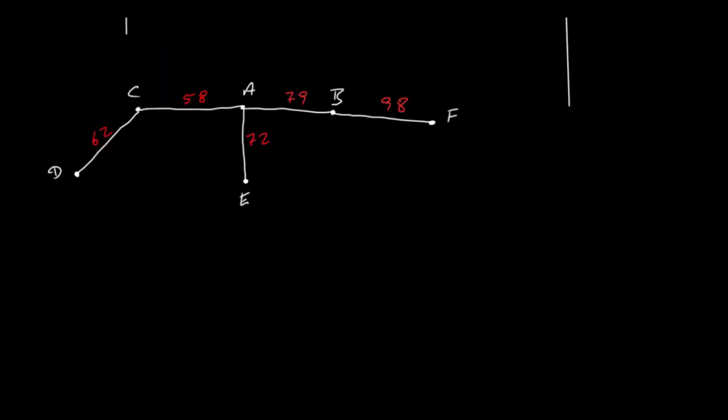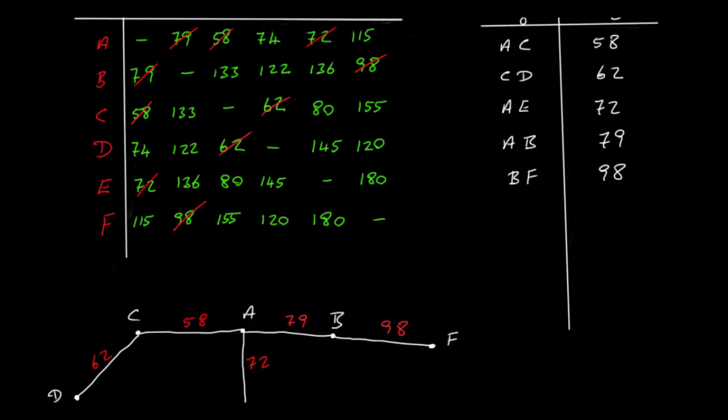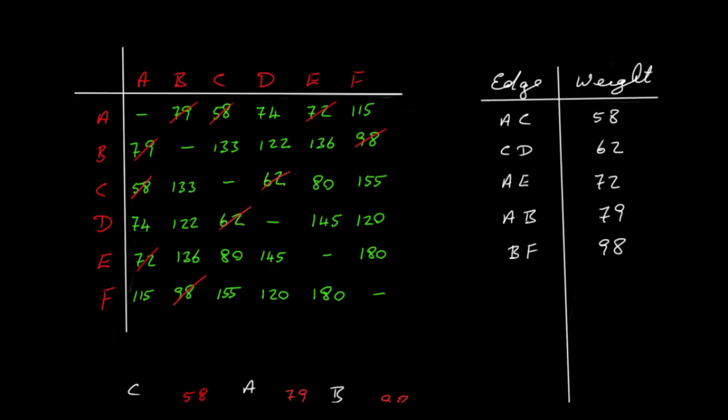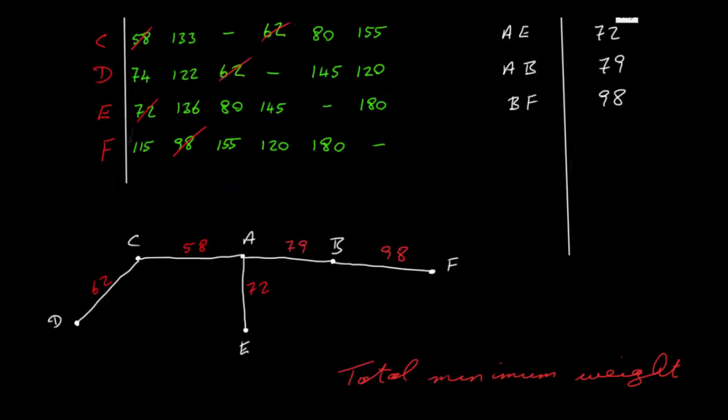Now again, if we just add up the totals here, the total minimum weight again is just add up all of these and you get 369. This is the weight of our minimum spanning tree for this particular graph here, this particular table here. And that's really it for Kruskal's algorithm.